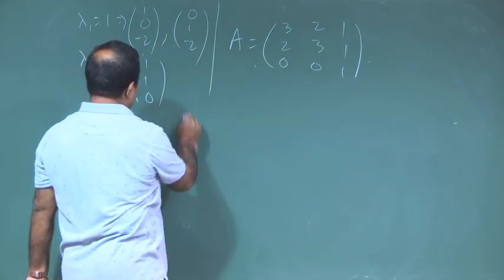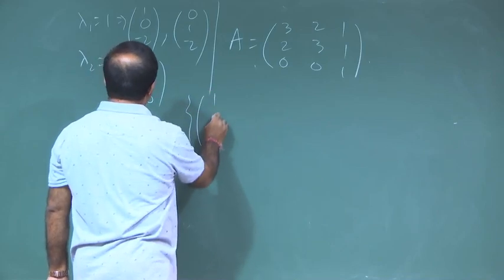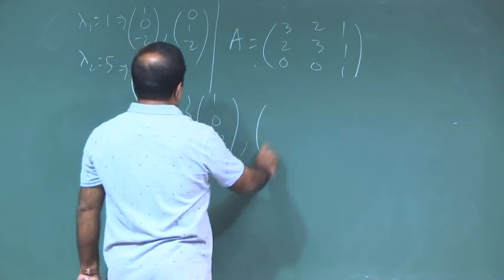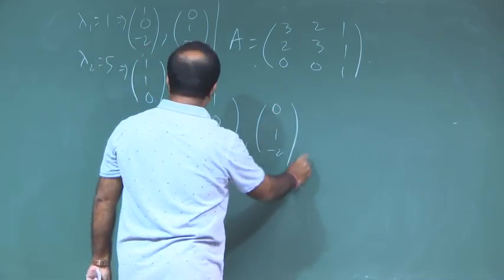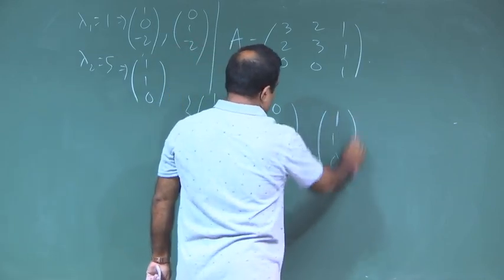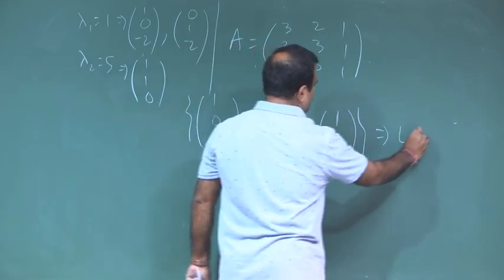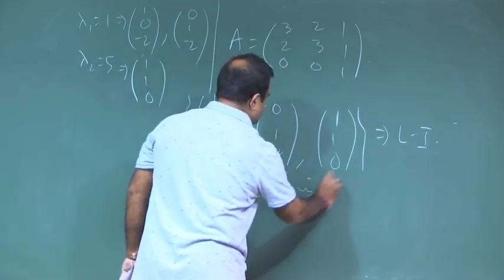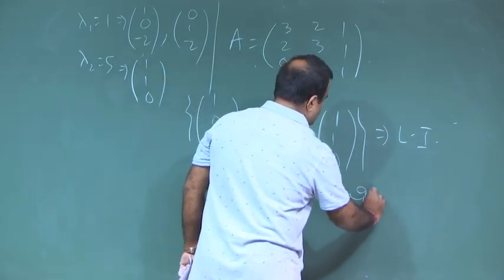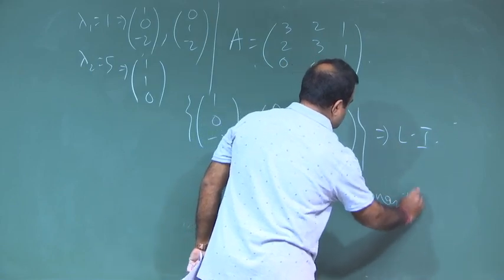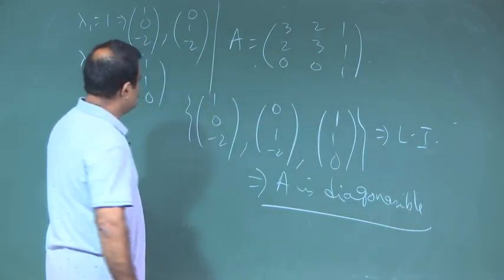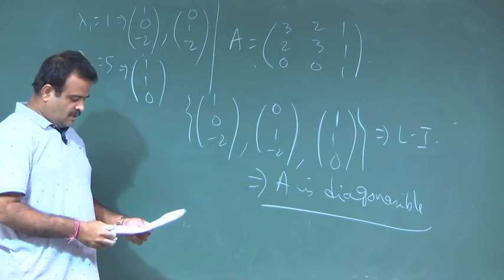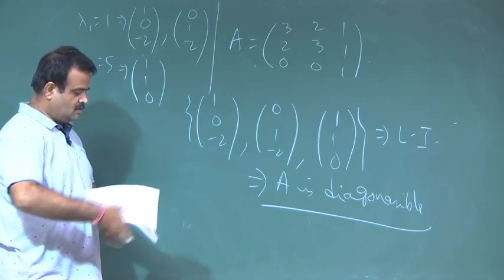So, we have 3 set of... So, this is (1, 0, -2), (0, 1, -2). So, we have 3 set of linearly independent eigenvectors. So, this implies A is diagonalizable. Okay. So, A is diagonalizable.